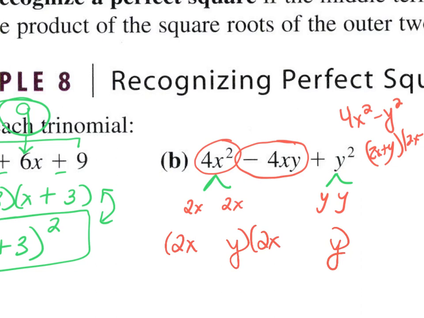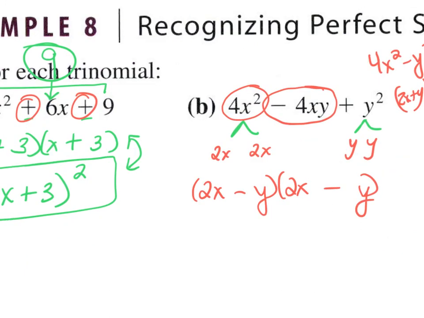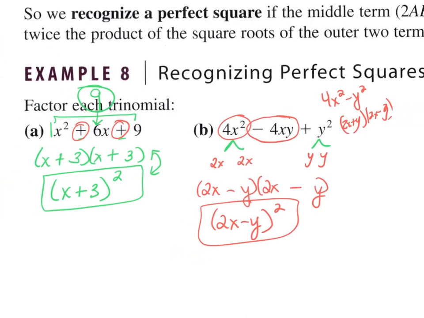Minus minus. Why do you know that, Kayla? Because the middle term is negative. If everything inside your problem is positive, then your signs are positive. But in this case, whenever you have a negative, you have to make sure that you account for a negative answer. So I would rewrite this as 2x minus y quantity squared. All right, that's just recognizing patterns.